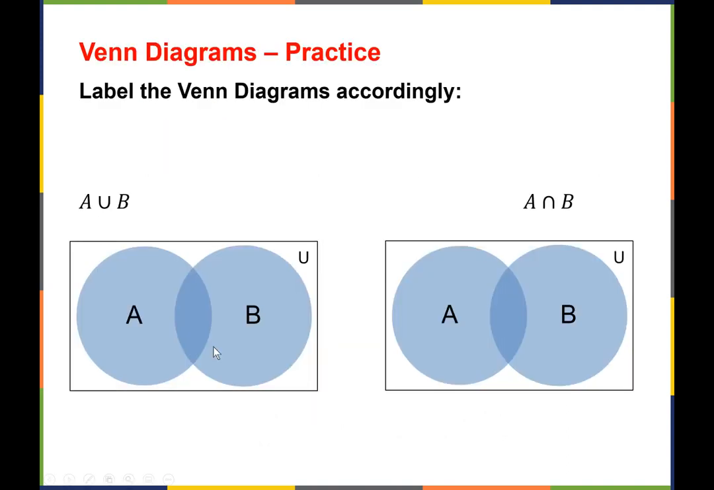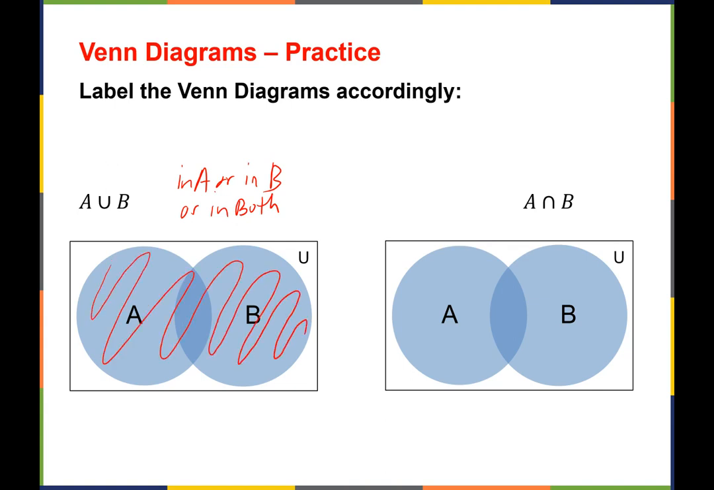All right, let's do some practice of labeling our Venn diagrams. The first thing we're going to try and label or shade in here is A or B. Now, remember, when we're talking about A or B, it's a little different than the English usage of the word or. When we mean A or B, we mean it's in A or it's in B or it's in both. My handwriting's bad today, sorry. So any item in A or in B or in both. So that's going to be all this shaded in. Anything that's blue is going to be shaded. That's the set A or B.